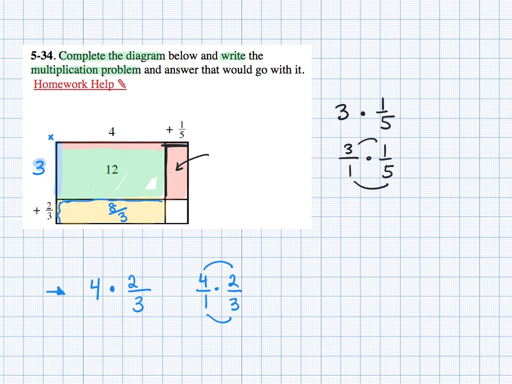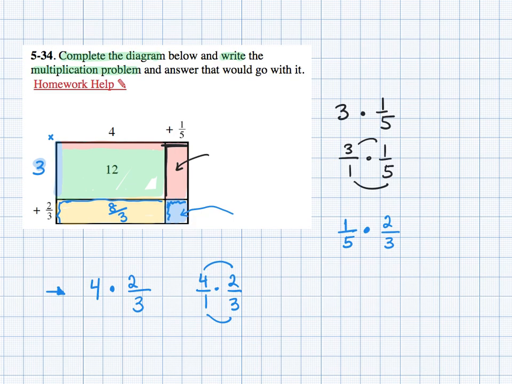Then lastly, if I color that blue, the area is not given, but we are given the dimension on each side. On top it says 1/5, on the side it says 2/3. So we have to write 1/5 times 2/3. Multiply and record it in here.